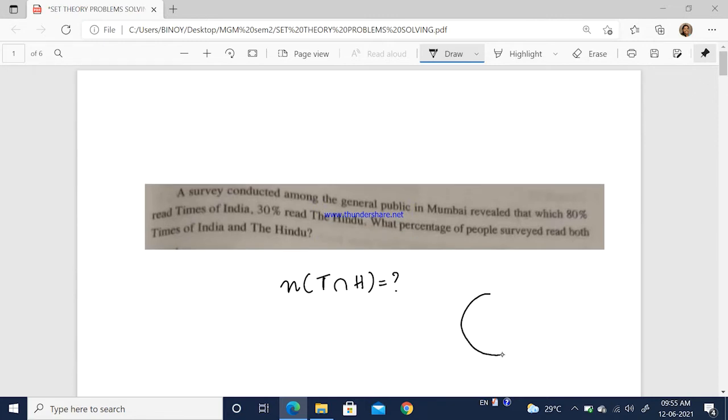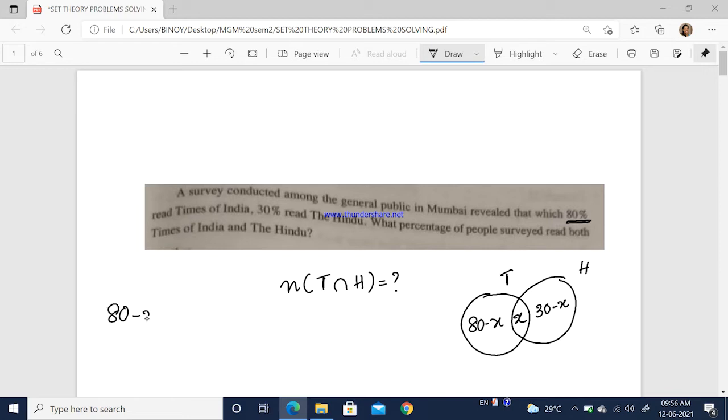So I'm going to represent this one as Times of India and this one as Hindu. And we were asked to find this element. Here it was given that 80% read Times of India, so 80 minus X. 30 read Hindu, so that is 30 minus X. So 30 minus X will be the N of H, and N of T is 80 minus X. When you add 80 minus X, the intersection, and 30 minus X, it should be equal to 100. Why? Because we consider this as a percentage, so the total will be out of 100.